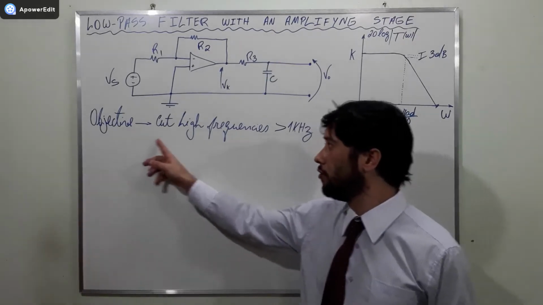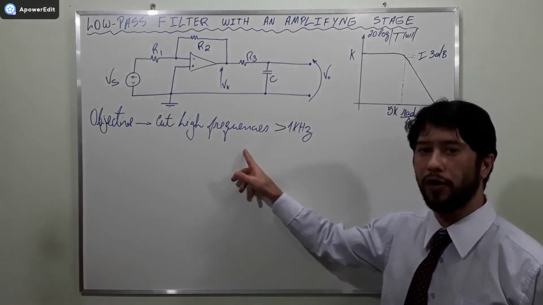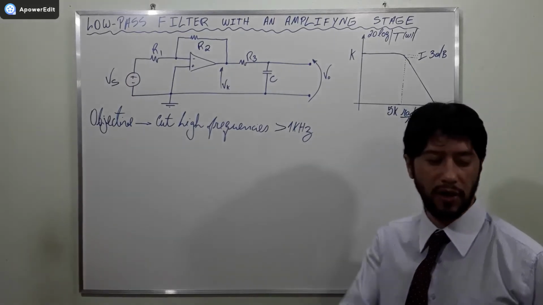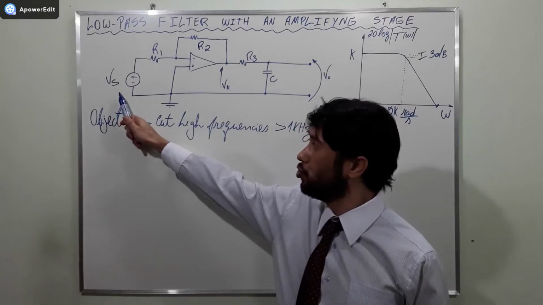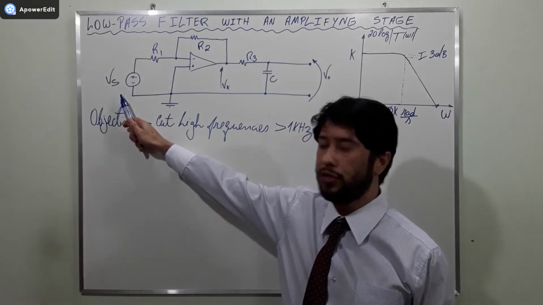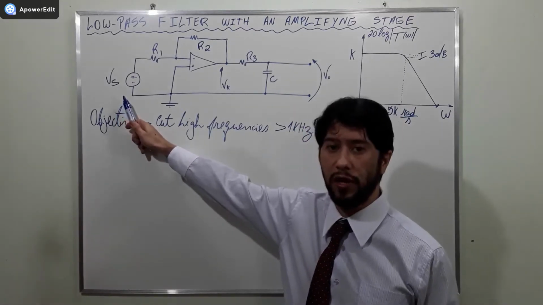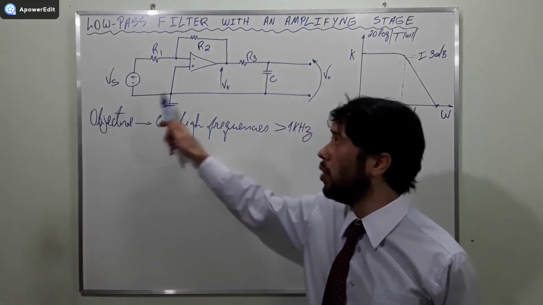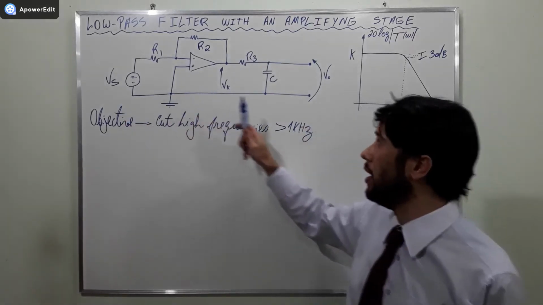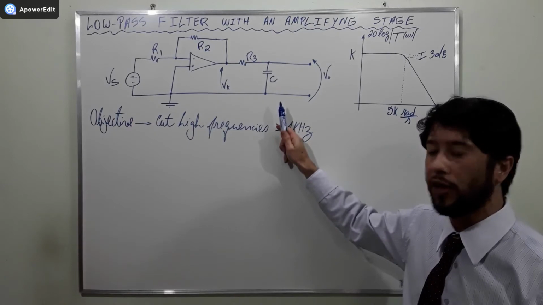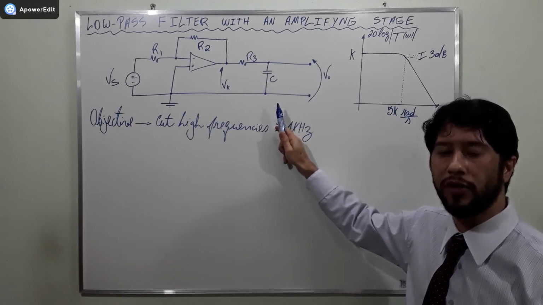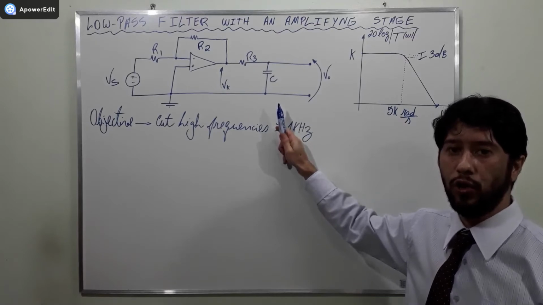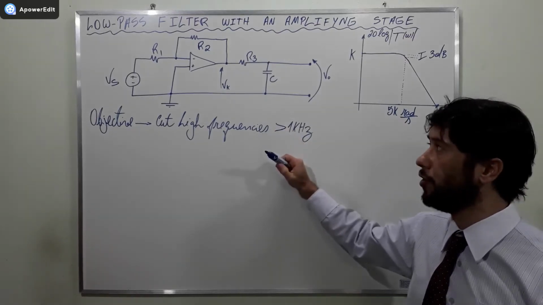Our objective is to cut high frequencies over 1 kHz and, as you see, we wish to amplify the input signal. We are receiving a signal here and we want to amplify it and select the frequencies. We don't wish to amplify high frequency harmonics. We want only to let low frequencies pass.